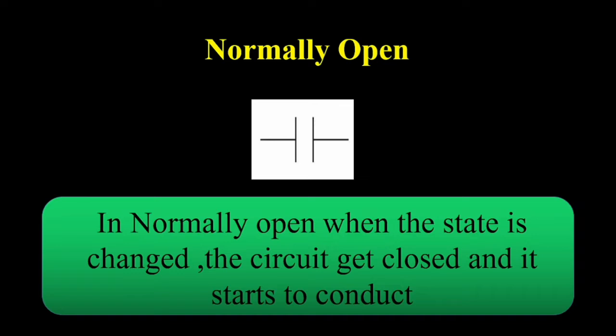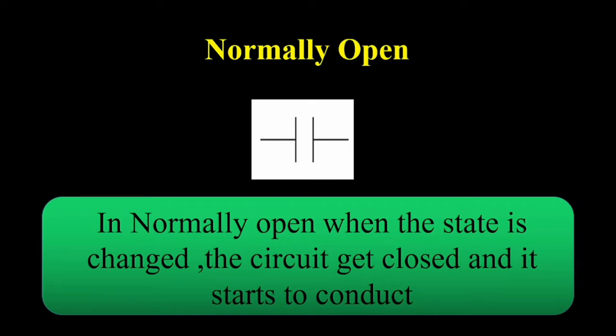That is, in off state, the normally open will act like an open circuit. So when it is changed from off state to on state, the circuit gets closed and it will give the output. That is, in off state it will be like an open circuit, and after the on state it will be like a closed circuit. And this is the function of normally open.